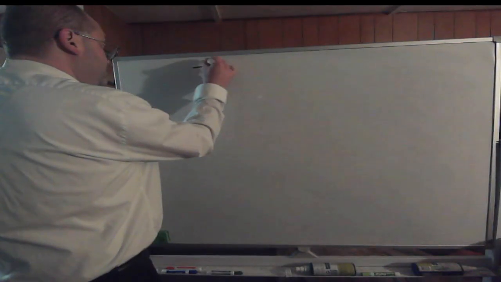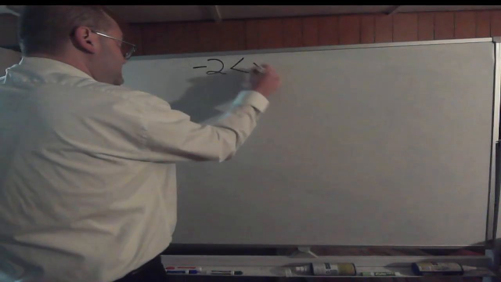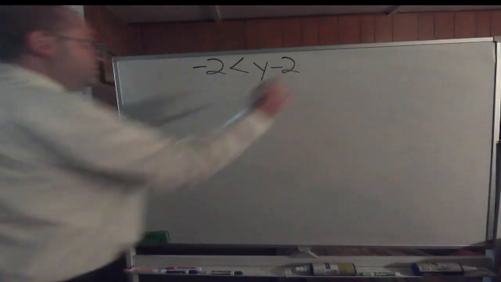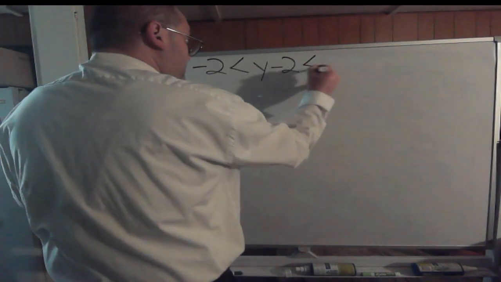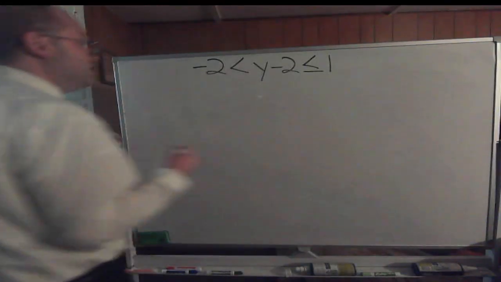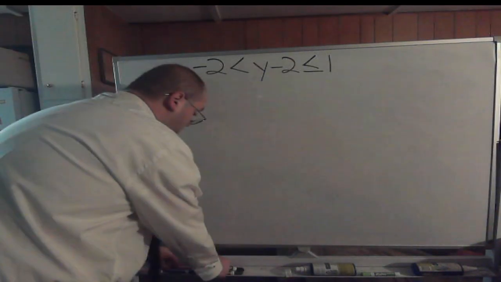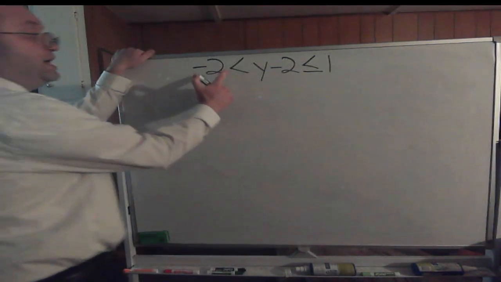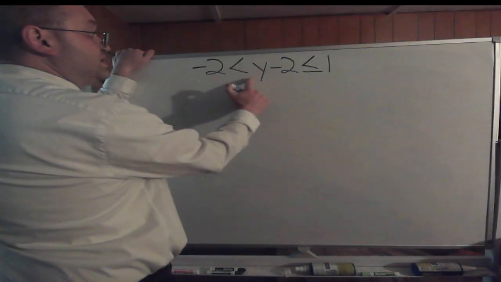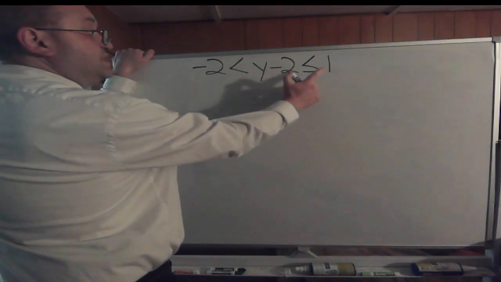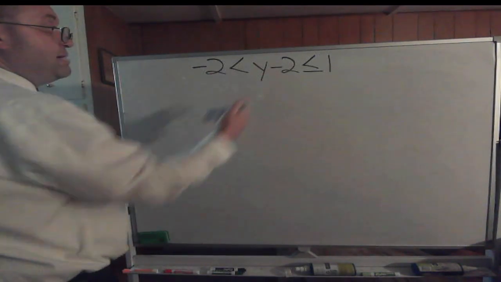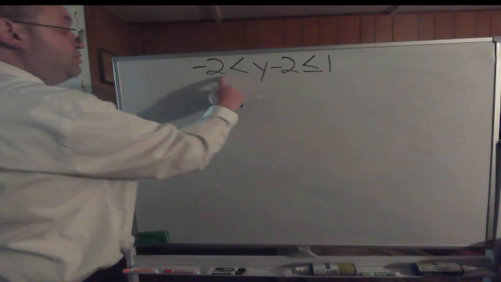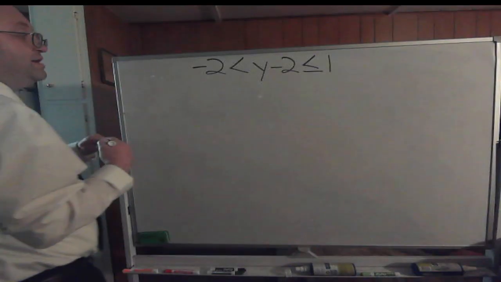All right. Next up, let's see. Negative 2 is less than y minus 2, which is less than or equal to 1. So, we have the combined inequality of negative 2 is less than y minus 2, which is less than or equal to 1. Well, again, we want to get y by itself, so you're going to have to add 2 to both of the numbers on either side of the y minus 2.